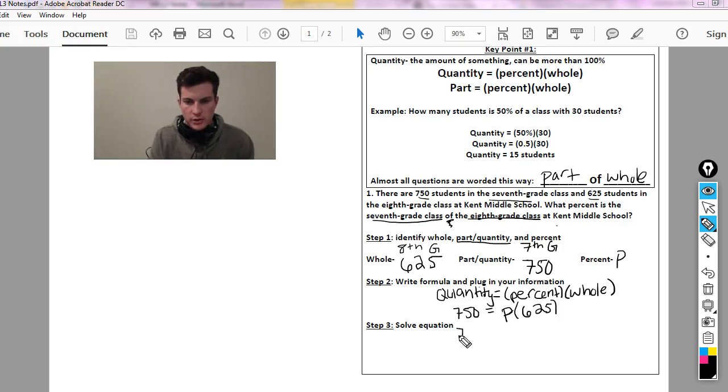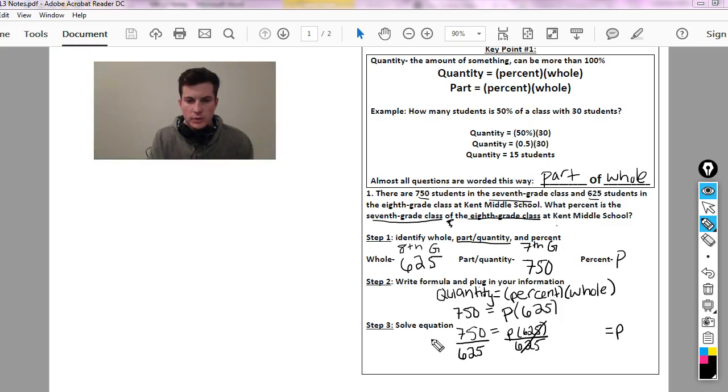So I have 750 equals P times 625. If I want to get P by itself, I divide by 625. If I do that to one side, I must do it to the other. So divide by 625. On the right, these two will just cancel out to be 1. So I'm going to have some number, this fraction, equal to P.